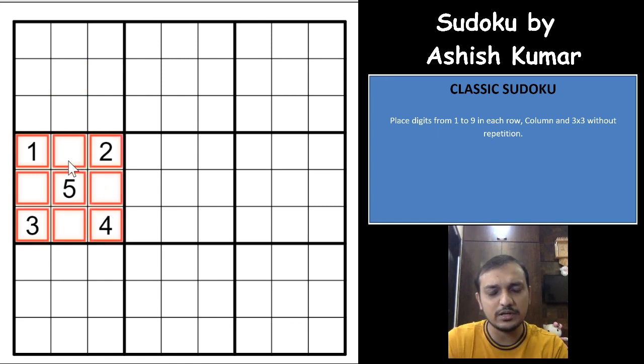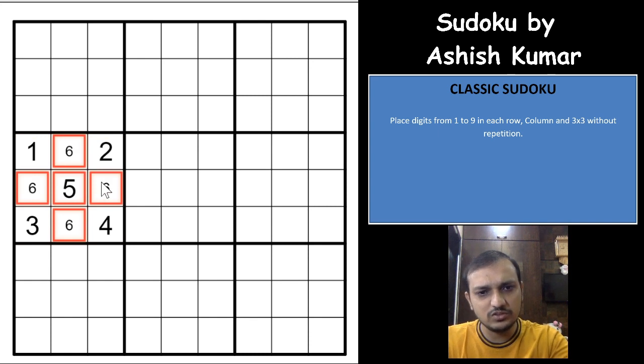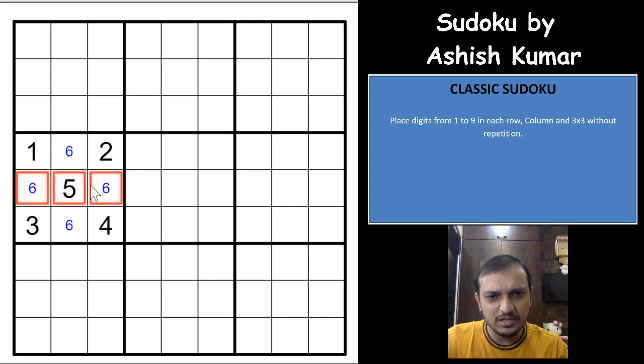So let us assume you have a few candidates in a box, and the possibility of a particular candidate, let us assume you are taking a 6 here. So the possibility of 6 is in these 4 cells, right? You have a 6 possibility in these 4 cells. So 6 can be in any of these two cells or these two cells, any of these four cells, right?